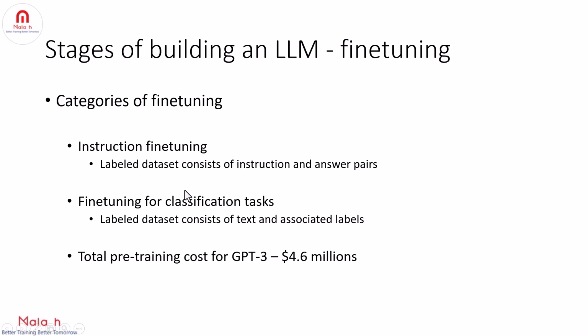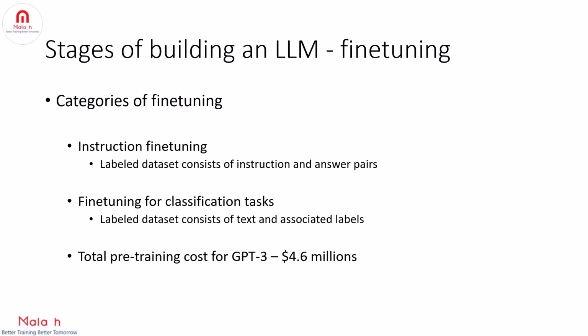For example, text translation or airline customer support, right? Whereas with fine-tuning for classification tasks, the labeled dataset consists of text as well as the associated labels. For example, if you take emails, spam versus no spam, right? So for classification, we can also use this fine-tuning.